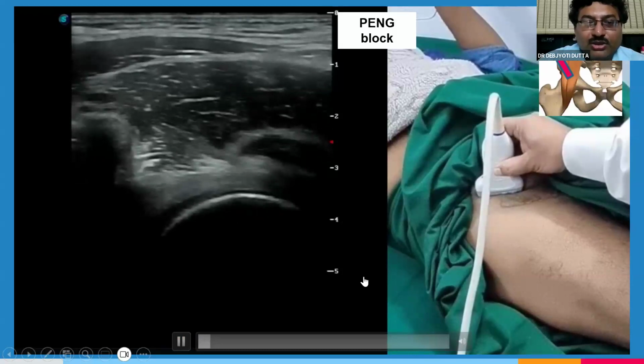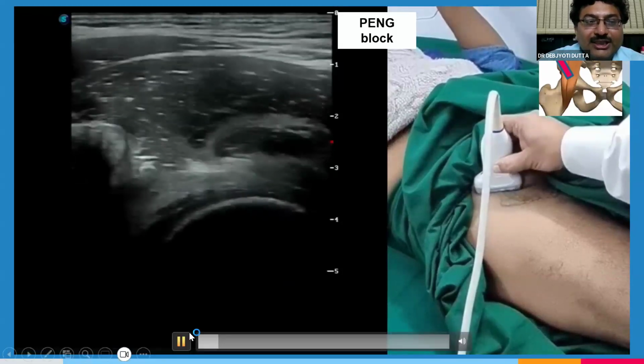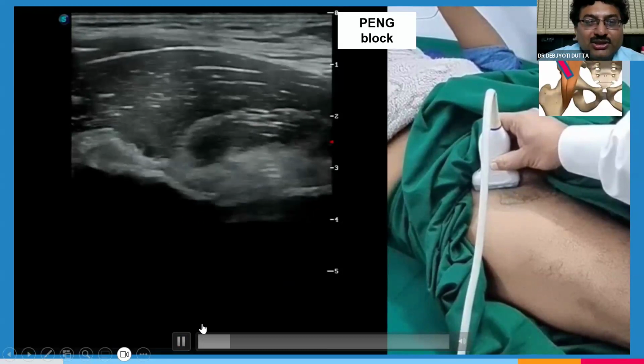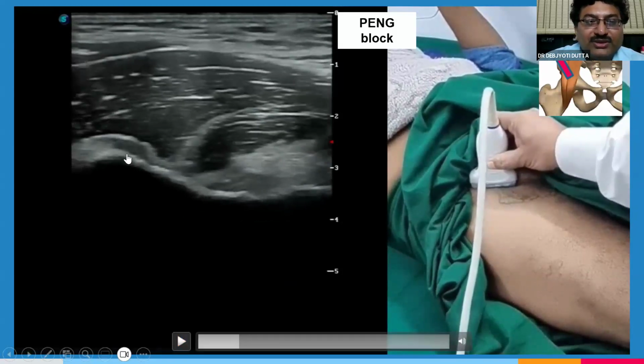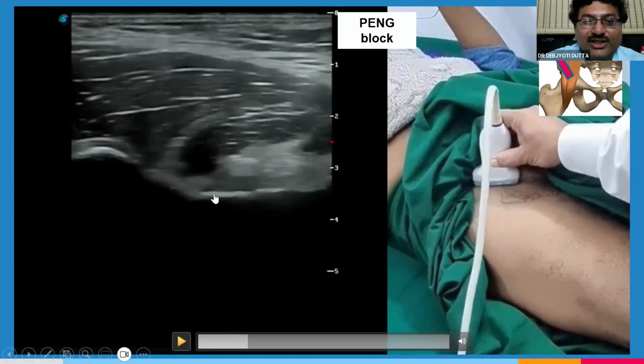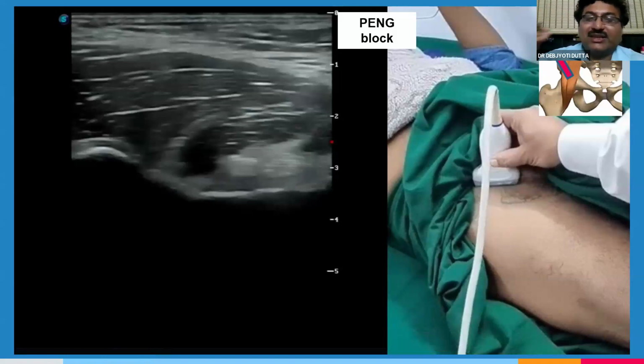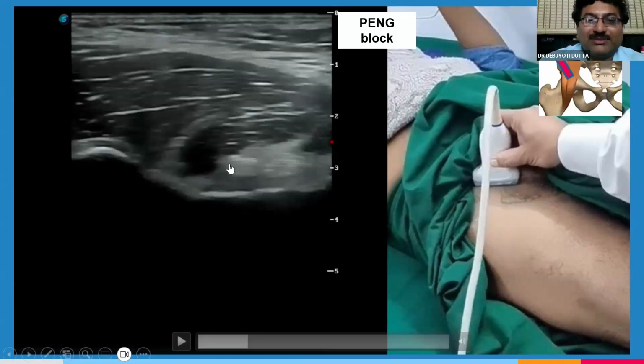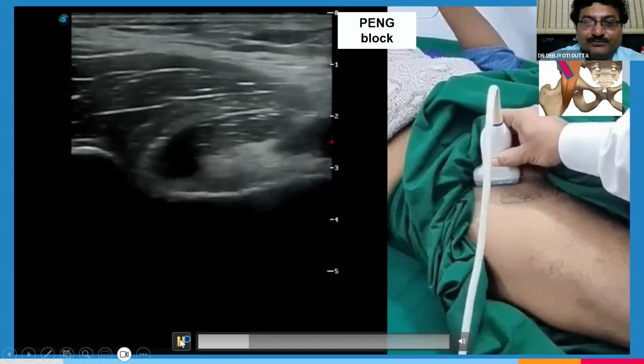Now for the PENG block, I think I have shown you this previously. You have to focus clearly where you can see the base portion. You will be able to see this pubic eminence, then the anterior inferior iliac spine, and here we will be able to see the iliopsoas. Below the psoas major tendon, you have to go for the PENG block. This is the anterior inferior iliac spine, and this is the area above the anterior inferior iliac spine towards the pubis, through the superior pubic ramus, over which the psoas tendon is going.